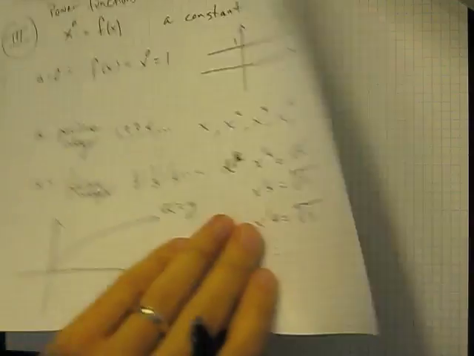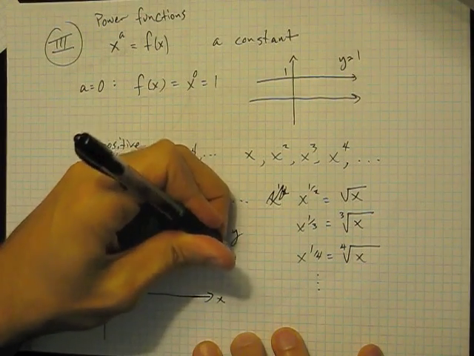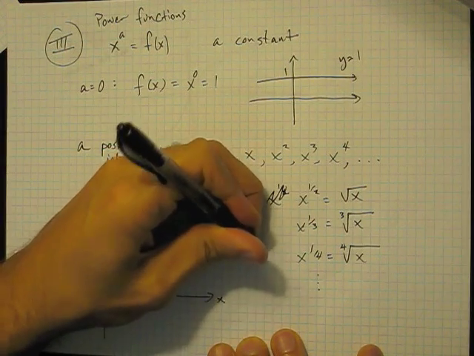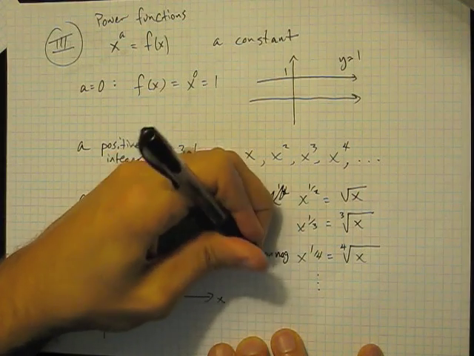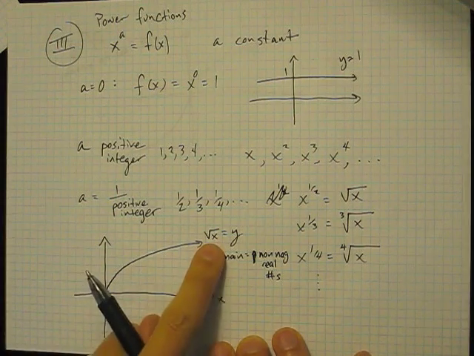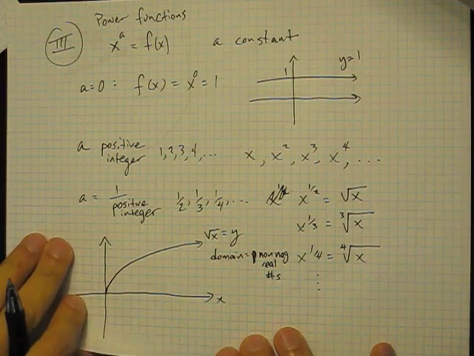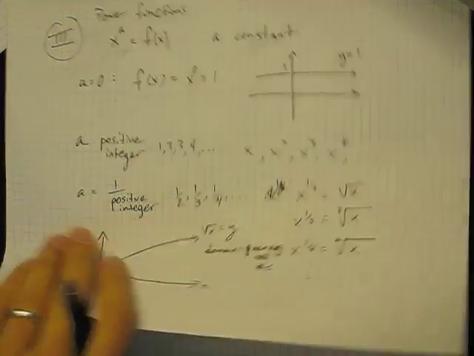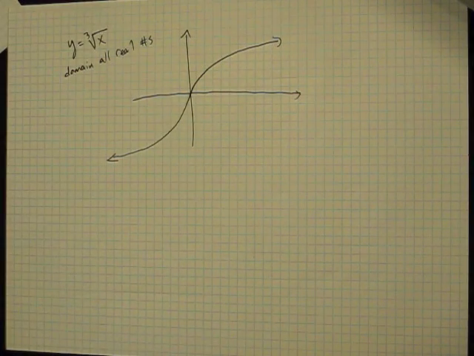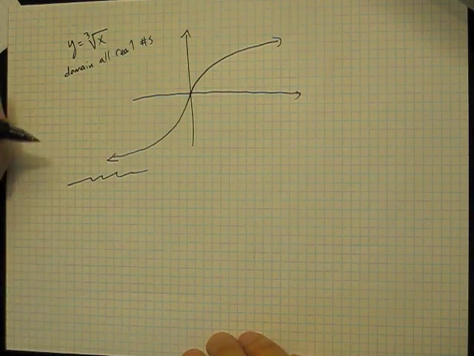Whereas before, we should look at this for just a moment. The domain here is just non-negative real numbers, because there's no number that when you square it gives you a negative value, so you can't take the square root of a negative number. Okay, so this is the example when a is 1 over a positive integer.